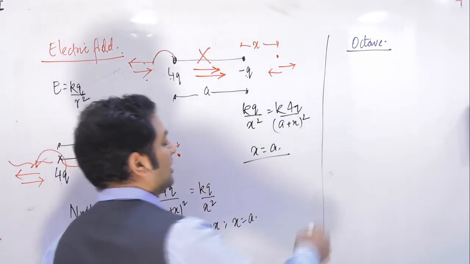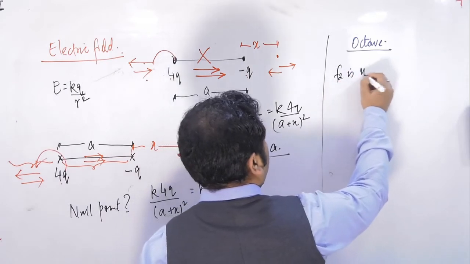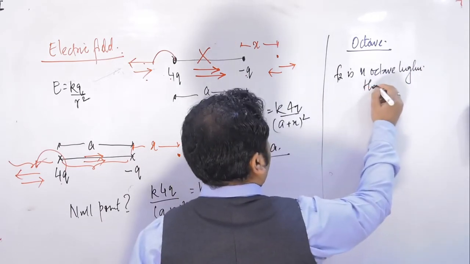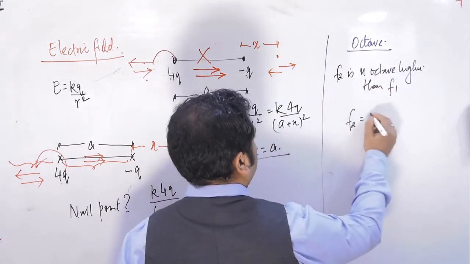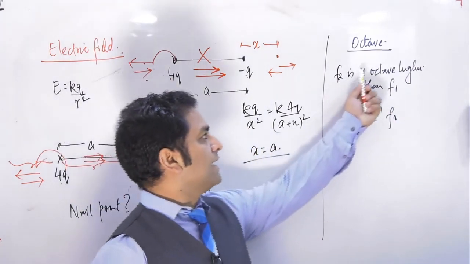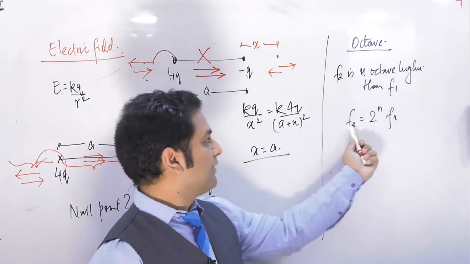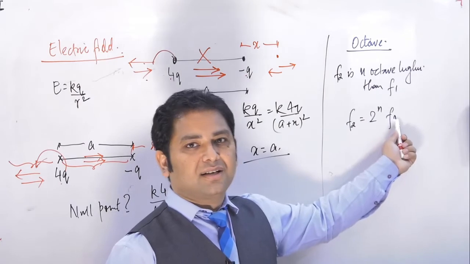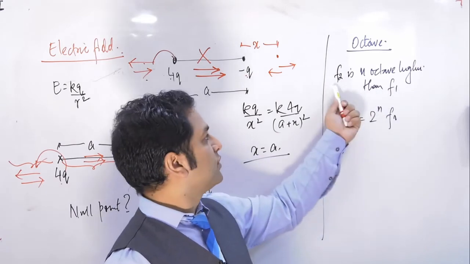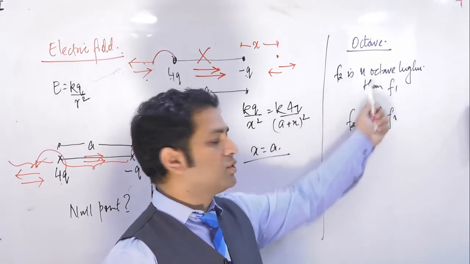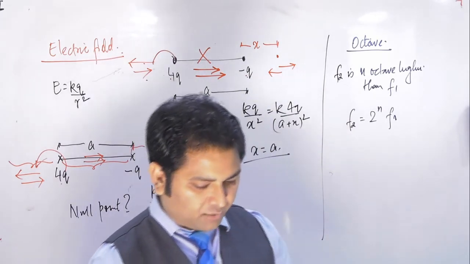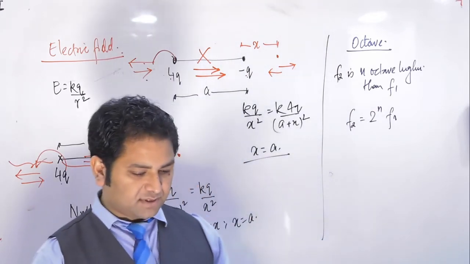I'll just show you. If F2 is n octaves higher than F1, you get F2 is 2 raised to the power n times F1. That's the meaning. If F2 is n octaves higher than F1, F2 will be 2 raised to the power n F1. So if F2 is 1 octave higher, F2 will be 2F1. If F2 is 3 octaves higher, F2 will be 2 cubed F1, that will be 8F1. So that's how it goes. Kanika, is that clear? Thank you, Ashmit. Thanks for the confirmation.